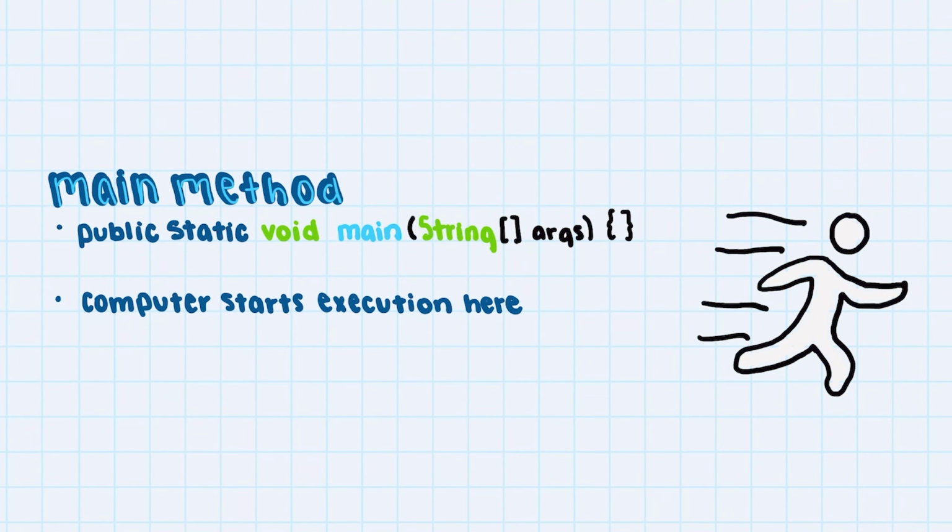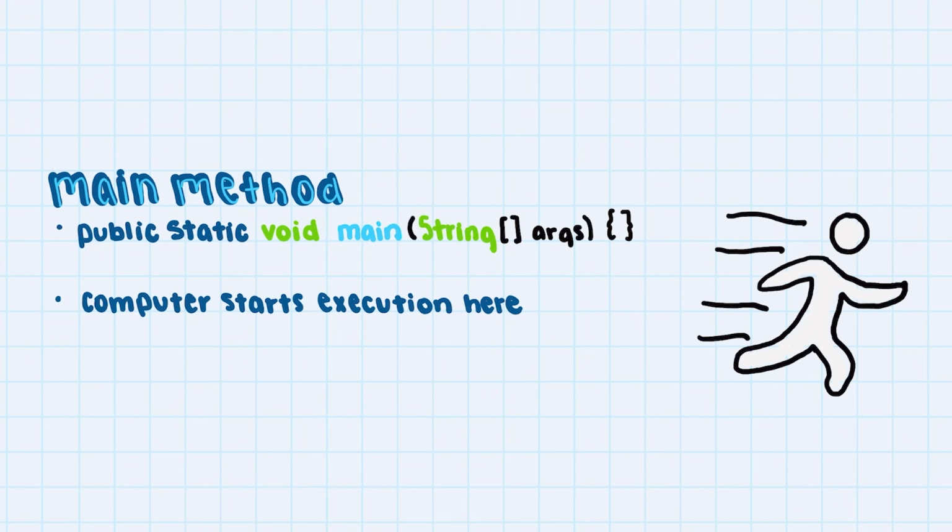The main method is the main method. When a class is called, it will always begin its execution here. The syntax to create a main method is public static void main(String[] args) and then these curly brackets. And I would highly recommend memorizing this syntax because it is always the same.